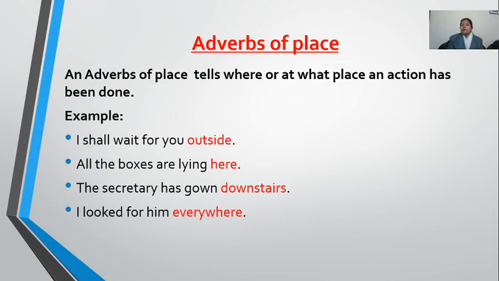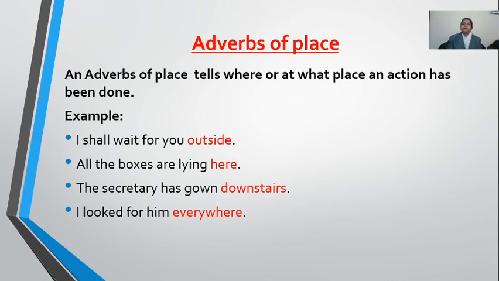Our second type of adverb is adverb of place. Adverb of place tells at which place the action has taken place, means where the action has taken place. Place means where that action has taken place. Suppose she is cooking. Cooking where? Here. Or inside. Or outside.